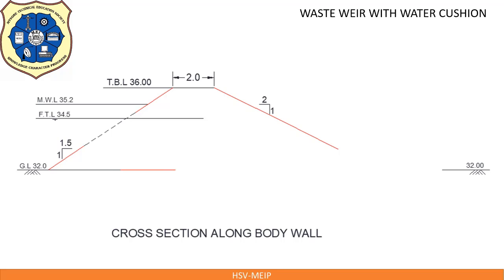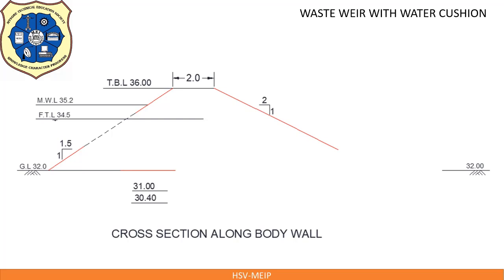Mark FTL 34.5 given in the problem, MWL 35.2, by drawing a horizontal line as shown here. One horizontal line, another horizontal line. Also mark hard rock level 30.40 and the top of the bed concrete level 31.00.